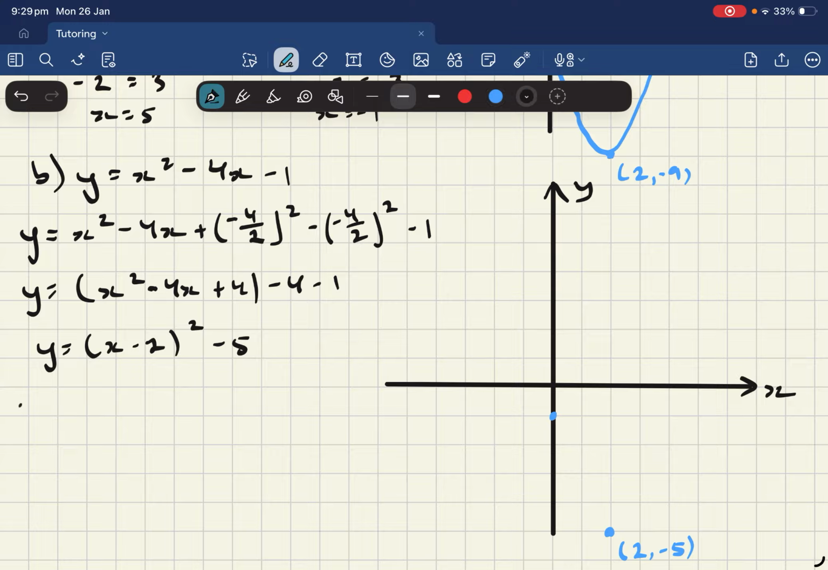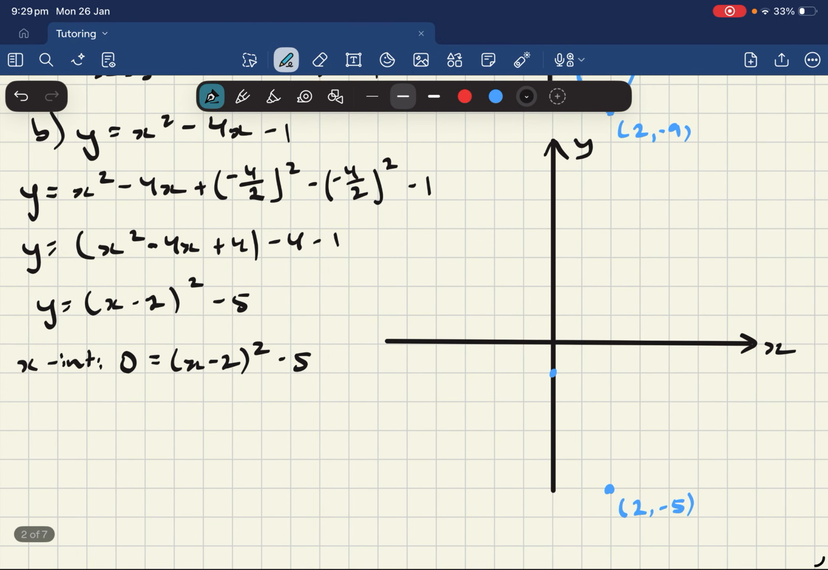And now we want to find the x-intercept. So we're going to find this by setting y to equal 0. So I get 0 equals x minus 2 squared minus 5. Now, we want to rearrange this, so we're going to add 5 to both sides. We're going to take the square root of both sides to get rid of this squared. So I'm going to get two answers here. x minus 2 equals positive root 5, or x minus 2 equals negative root 5.